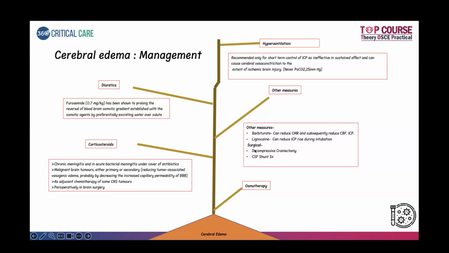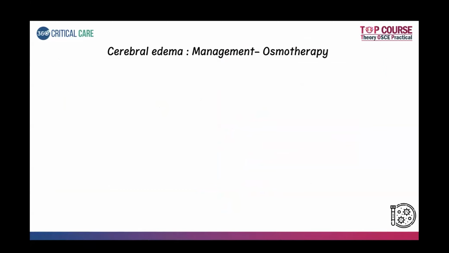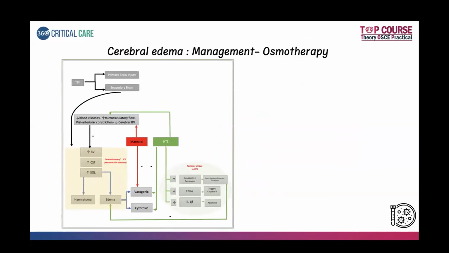Surgical, again: if there is something that is causing pressure and causing edema of the brain that needs to be released, it needs to be done. Decompressive craniectomy and osmotherapy. We'll talk a little bit about osmotherapy. So how does osmotherapy work?